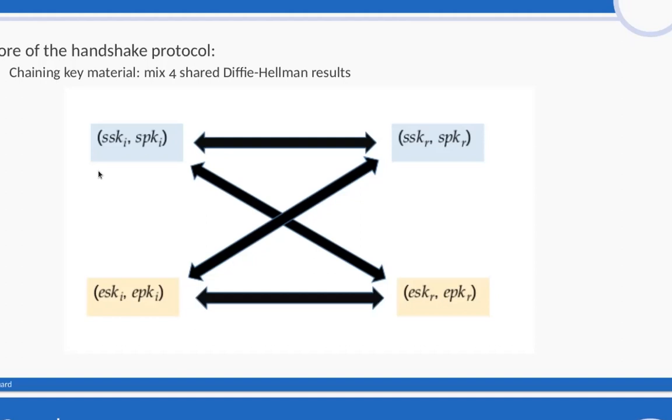And both parties generate one ephemeral X25519 key pair, and they are marked yellow here in this figure. And the 4 valid combinations of those 4 key pairs are mixed into the chaining key material, and they are static-static, static-ephemeral, ephemeral-static, and ephemeral-ephemeral.